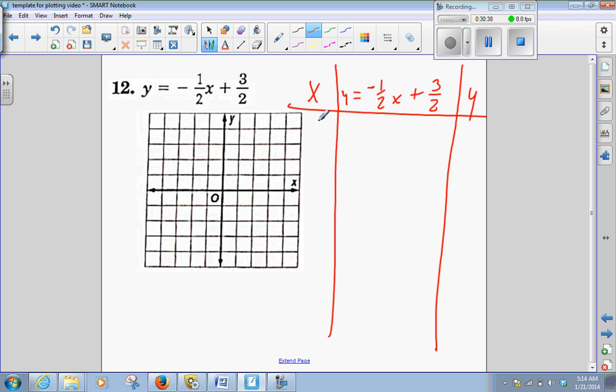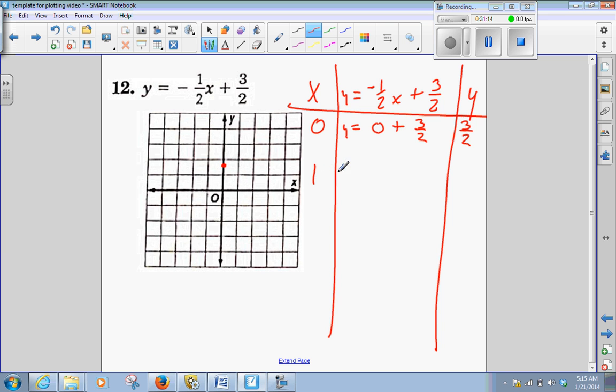First one I'm going to choose a 0 for x. So y equals negative 1/2 times 0, which is just going to be 0, plus 3/2. So 0 plus 3/2 means that y is 3/2. 3/2 simplifies to 1 1/2. So my first point is 0, 1 1/2. So here's my 0. Then I'm going to go up 1, and then like a little half right there. So that's 1 point on my line.